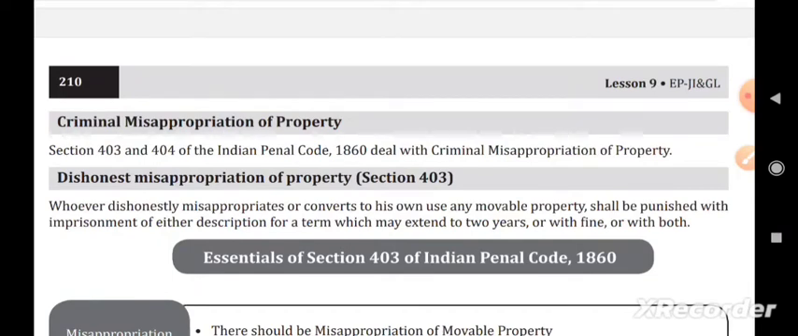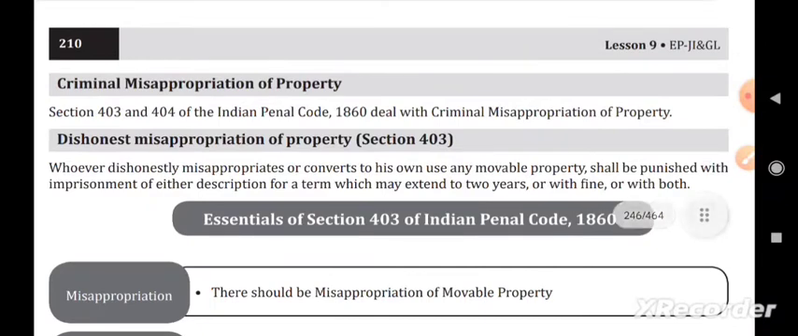So under section 403, dishonest misappropriation of property, whoever dishonestly misappropriates movable property is liable to imprisonment of up to 2 years, or fine, or both. We have misappropriation, conversion, punishment and fine. The important case laws here are Muhammad Ali versus State, and the second one is Udhar versus State of Jharkhand.